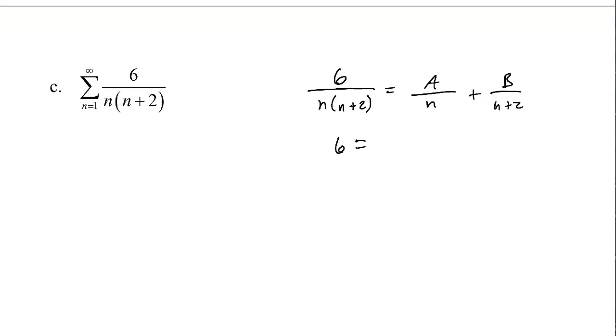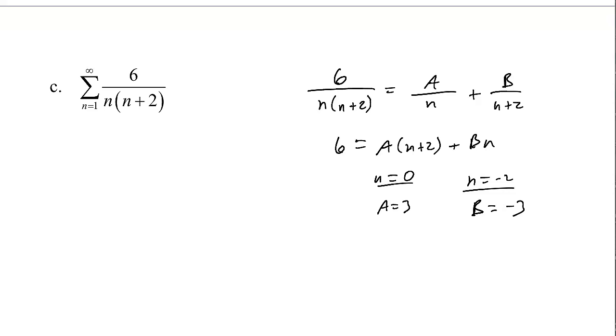All right, so I have 6 = A(n + 2) + Bn. So let's try to make A come out. To get rid of B, n is 0, and A will be 3. When n is negative 2, that will get rid of my A, and B will be negative 3. Perfect. That's a 3 or something like that.